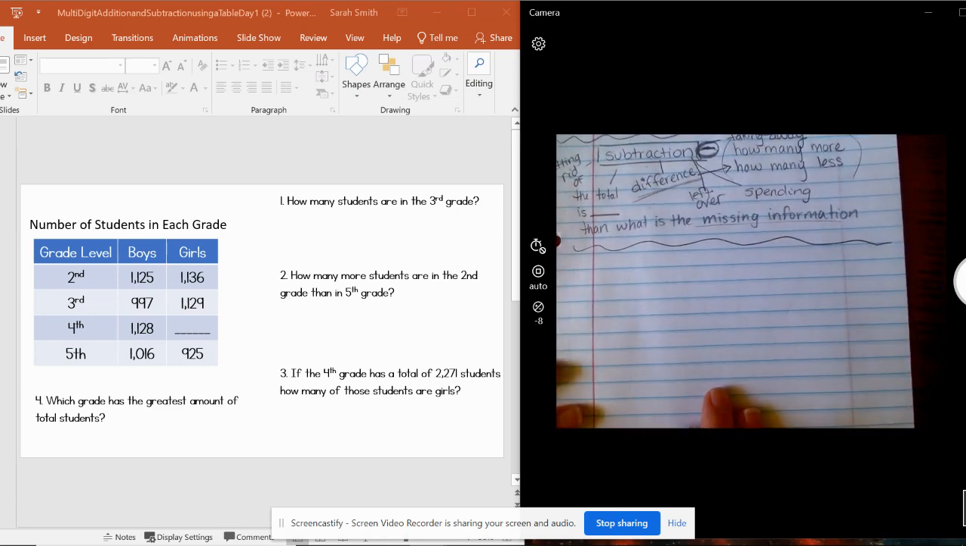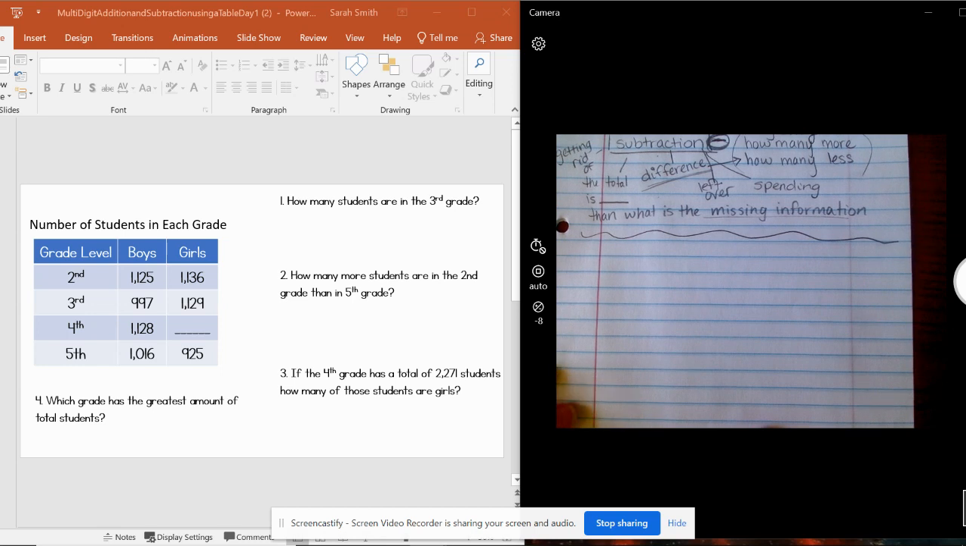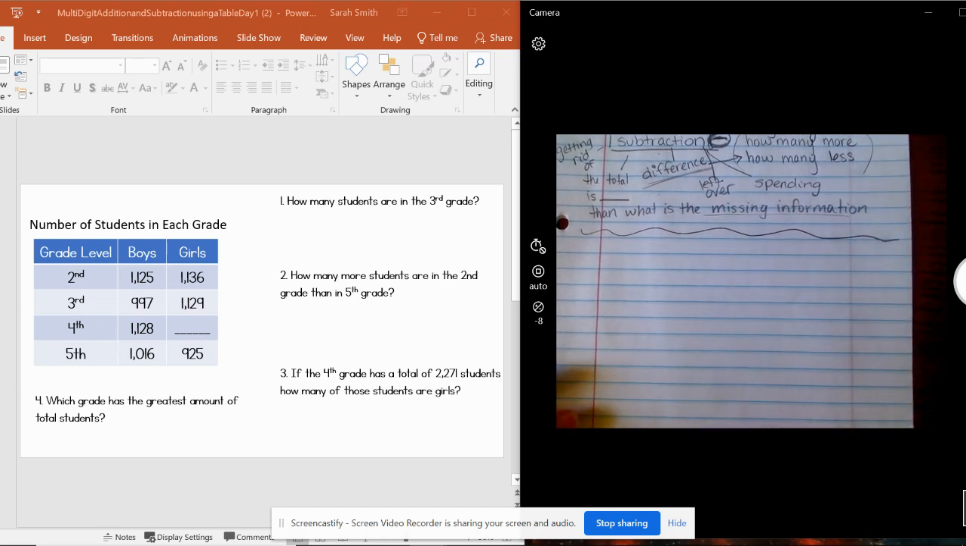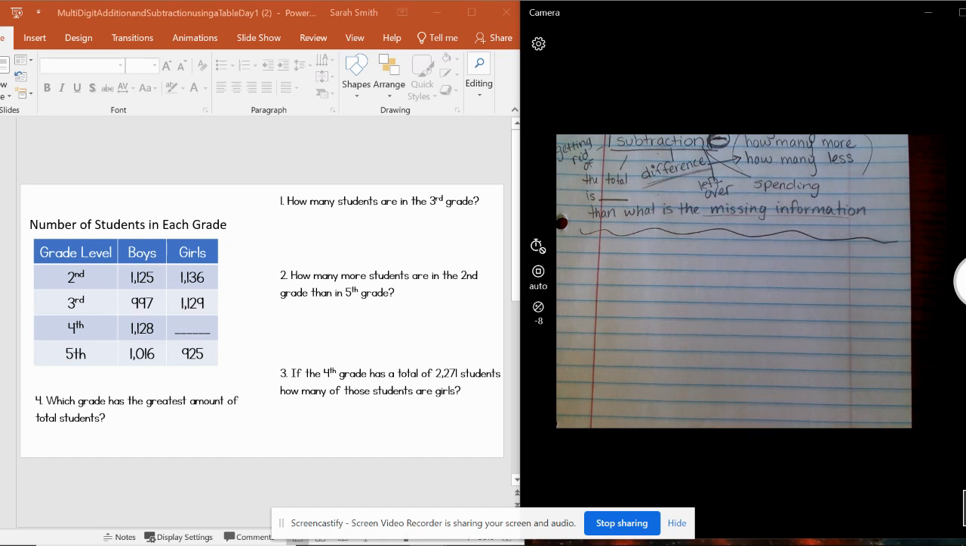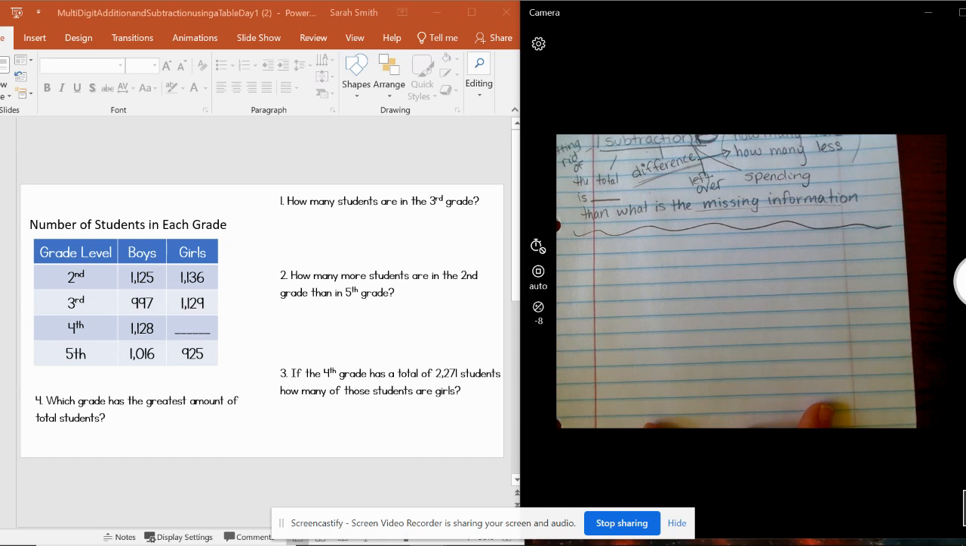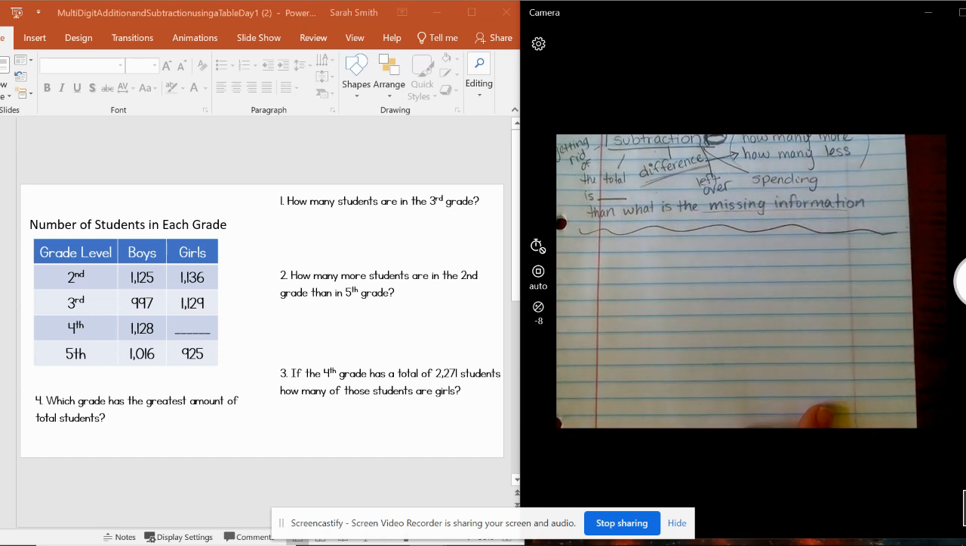So now let's get on to it and do some work here. If we're looking at that graph, then we can see that there's a whole bunch of information. So what you have to do as a mathematician here is just break it down question by question. So let's just look at number one. How many students are in the third grade?